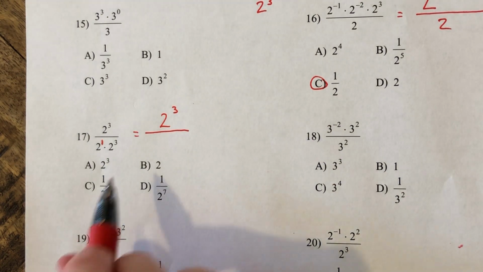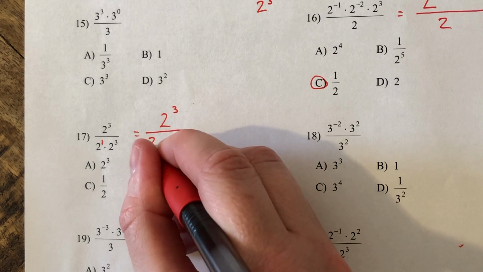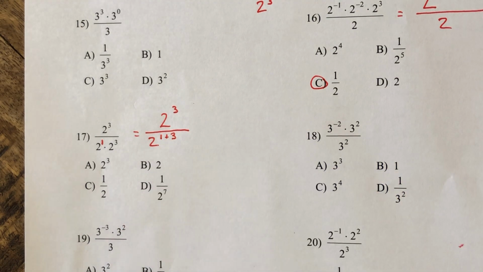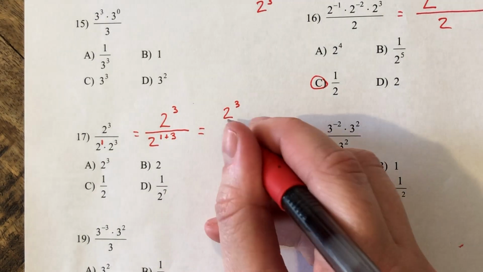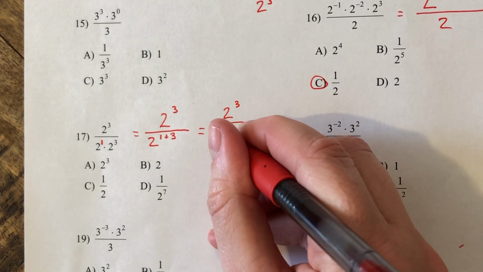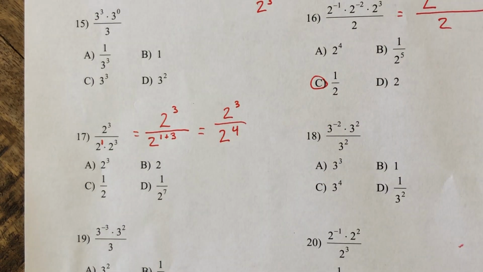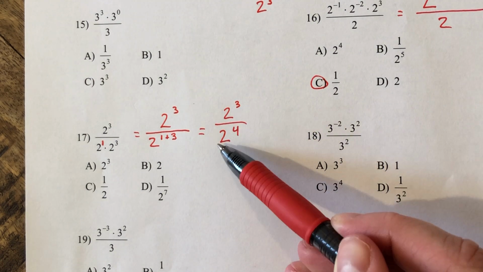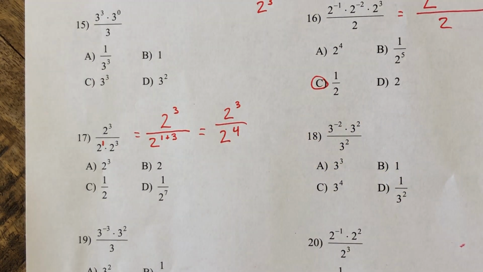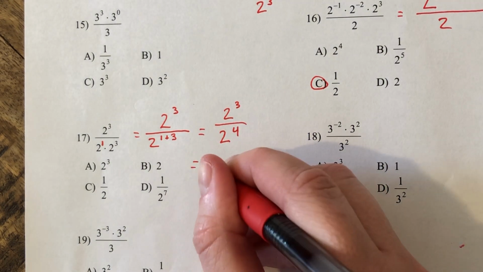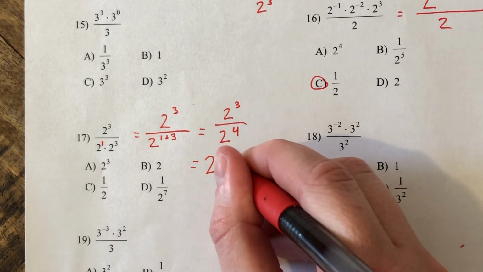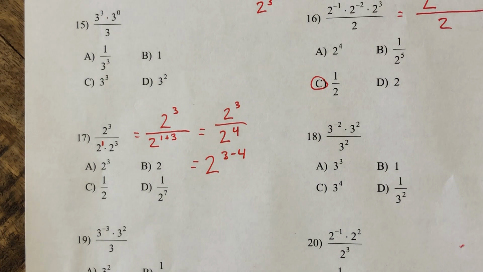2 to the first power times 2 cubed turns into 2 to the 1 plus 3. My 2 cubed in the numerator is going to stay the same. 1 plus 3 is 4. So 2 to the 4th power. This now looks like the quotient property of exponents. Since I am dividing my like bases, it means I'm going to subtract those exponents. It's important that you always start with the top minus the bottom. So this is going to equal 2 to the 3 minus 4.